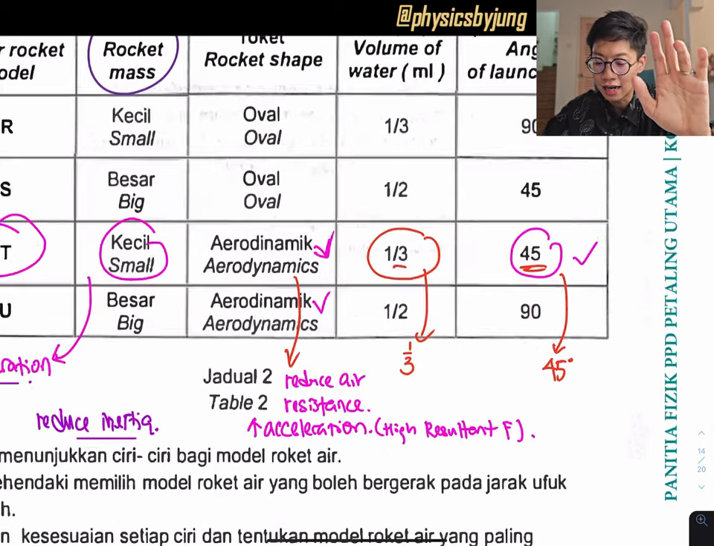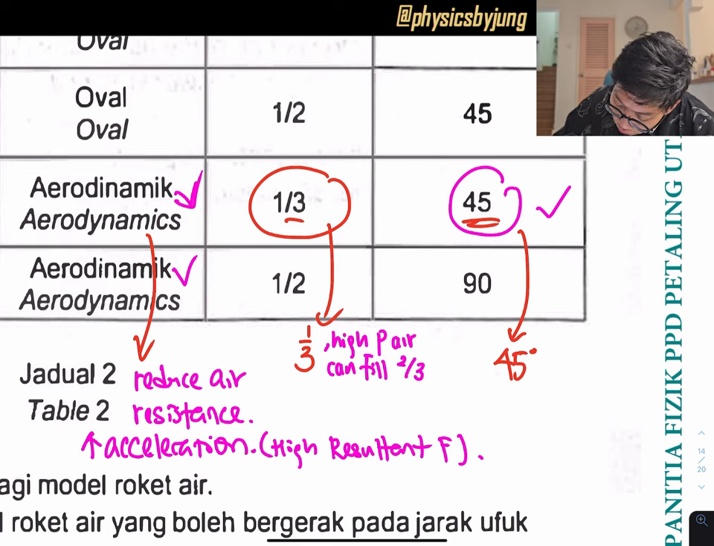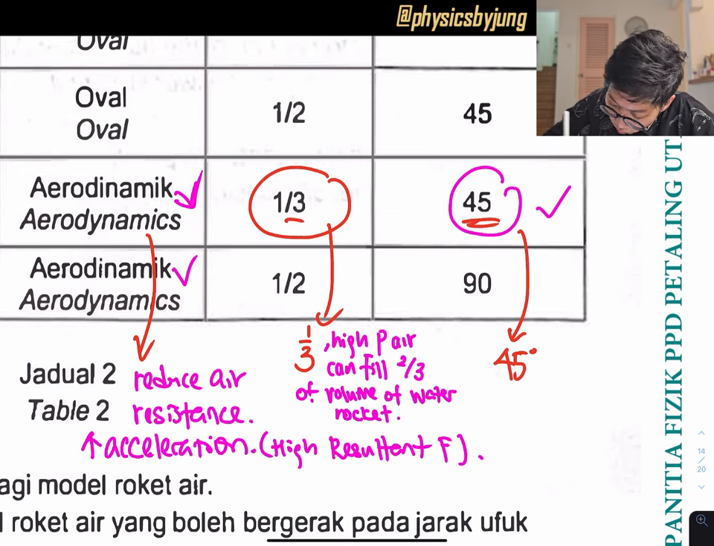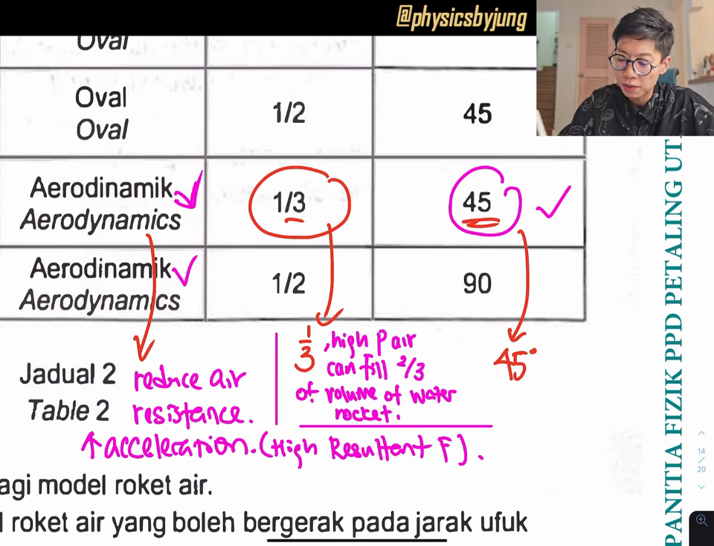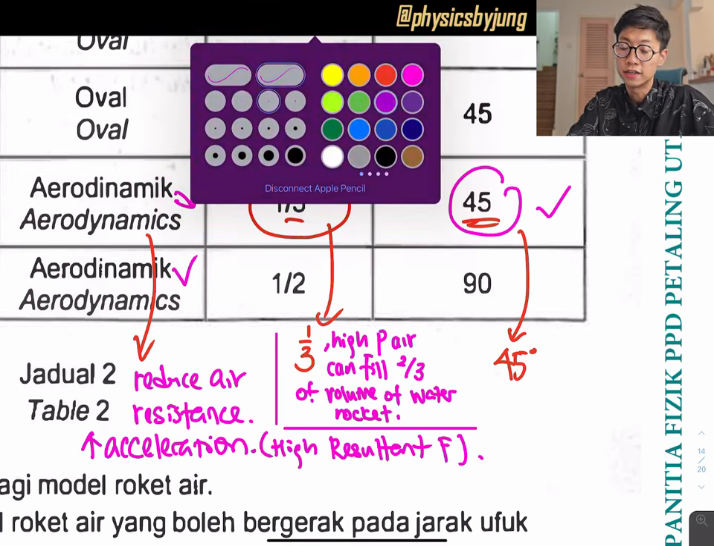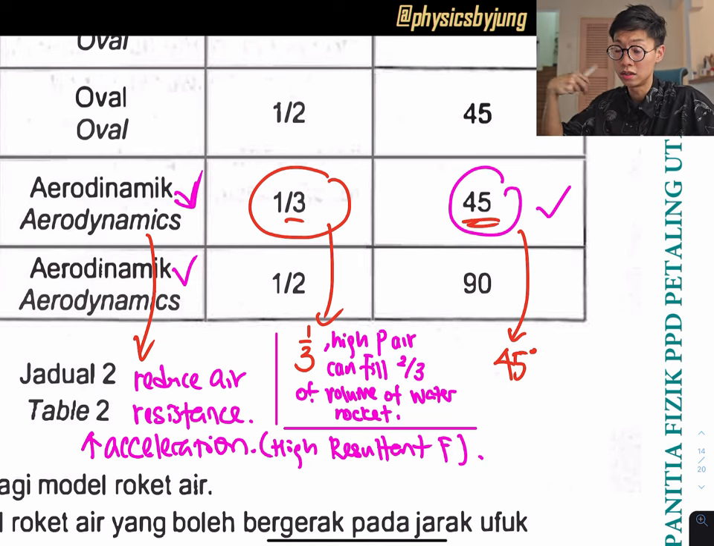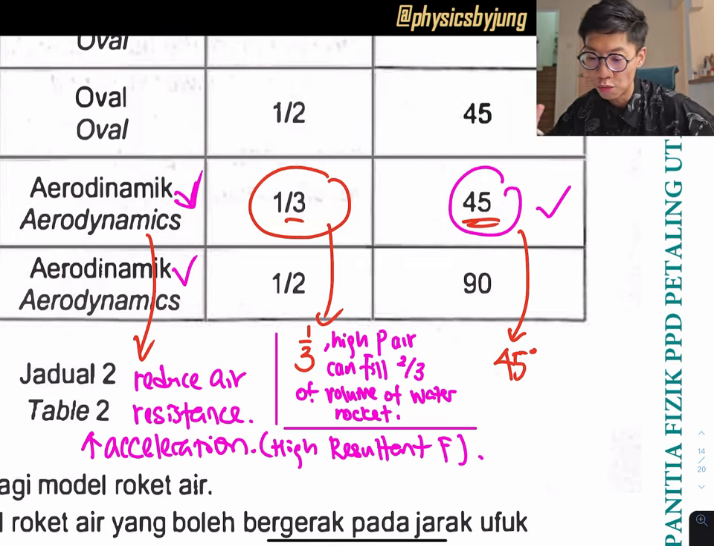So when I explain this, I have to say so that the high pressure air can fill 2/3 of the volume of the water rocket. It sounds like you didn't really explain this, but that's how you write the answer. If you want to elaborate, so that the air can fill two-thirds to push the water out with a higher velocity, you need enough pressure to push the water out with higher velocity.